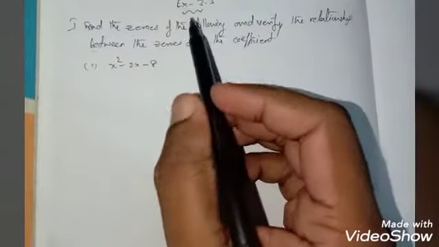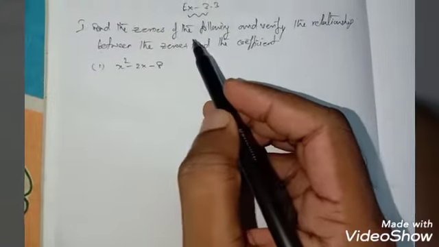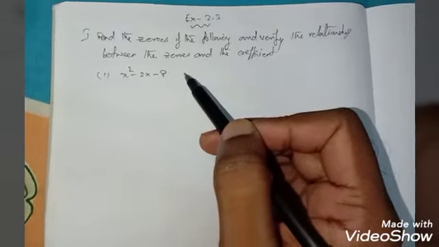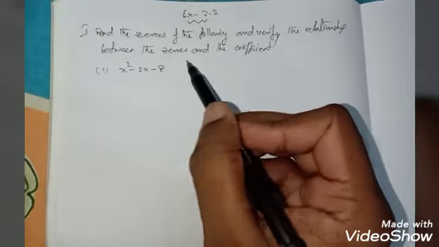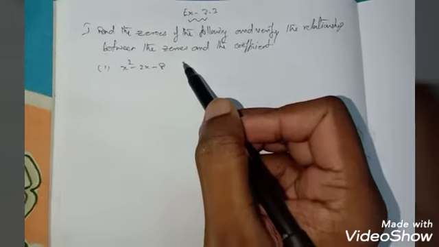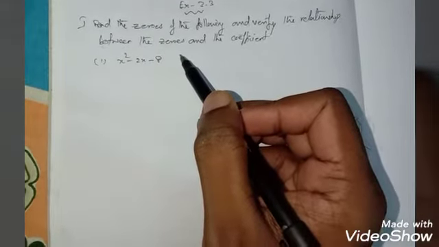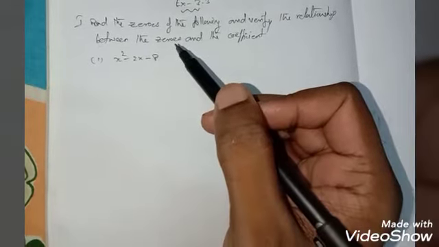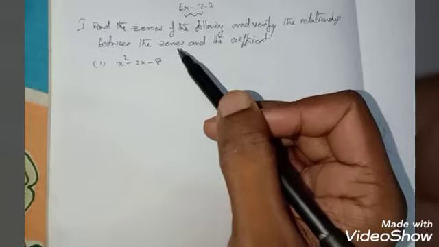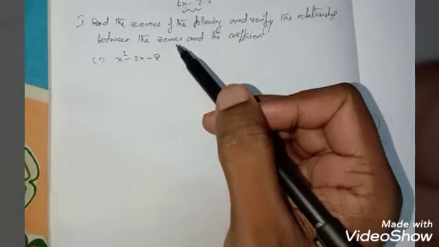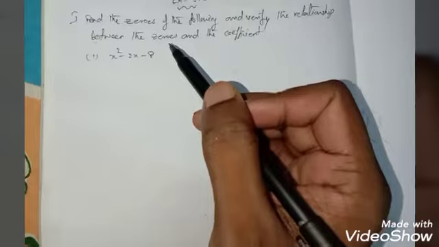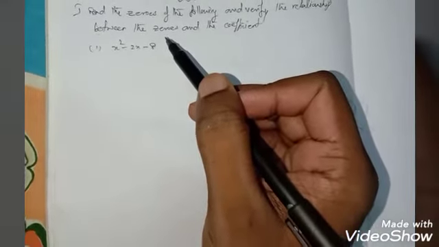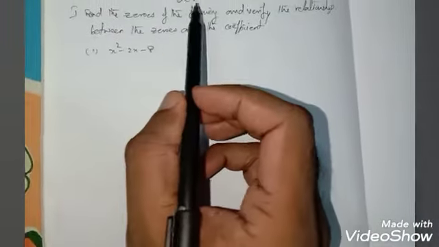So students, previously we have learned the relationship between zeros and coefficients of the quadratic equation, as well as the relationship between zeros and coefficients of the cubic polynomial. We also learned how to find the sum and product of the zeros, and how to find a quadratic polynomial using the sum and product of the zeros, or if the zeros are given. So these topics we have already discussed. If you have not seen that video, please see my previous one. Now today we are going to learn about exercise 3.3.